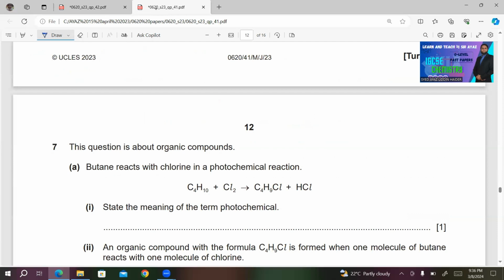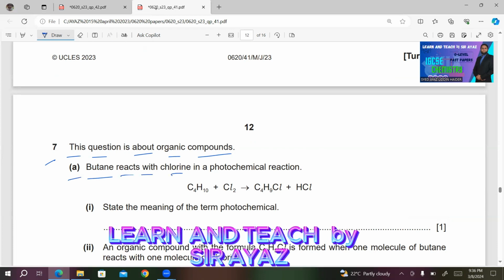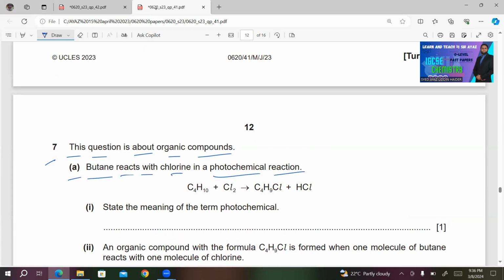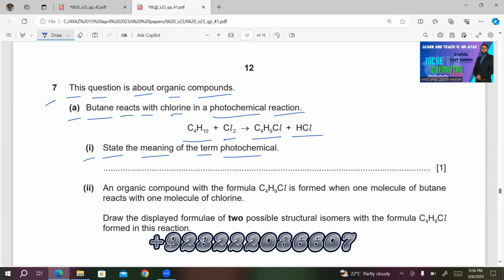Moving to the next question, number 7. This question is about organic compounds. A. Butane reacts with chlorine in a photochemical reaction. This is a reaction: C4H10 plus Cl2 gives C4H9Cl plus HCl. Number 1. State the meaning of the term photochemical reaction. The reaction uses ultraviolet light.